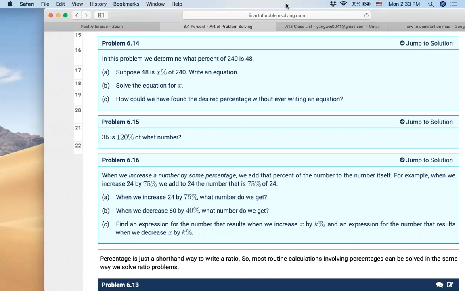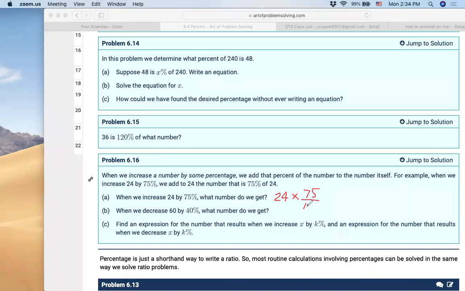Everybody do this. You add 75% of 24 to 24. So you need to do 24 times 75%. First you need to calculate this number. You simplify, this is 3, this is 4. So this equals 18, right? So that means you need to add 18 to 24. So you got 42. Very good. Lucy got it correct.